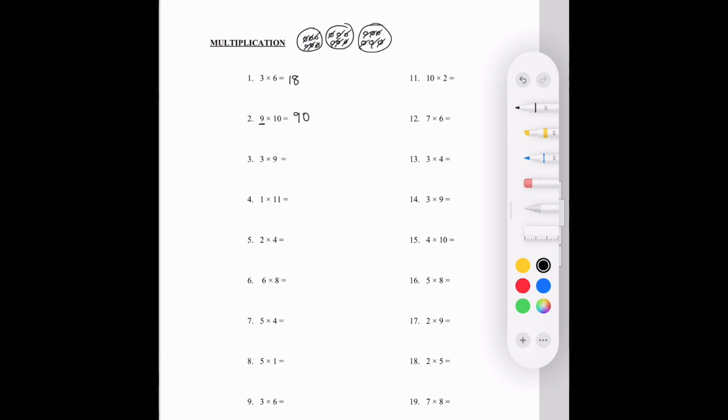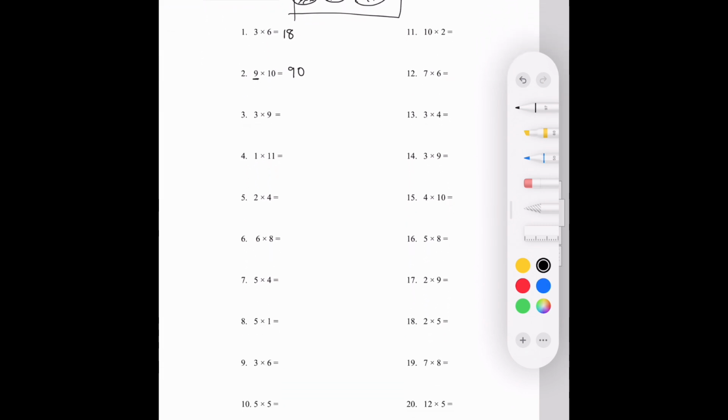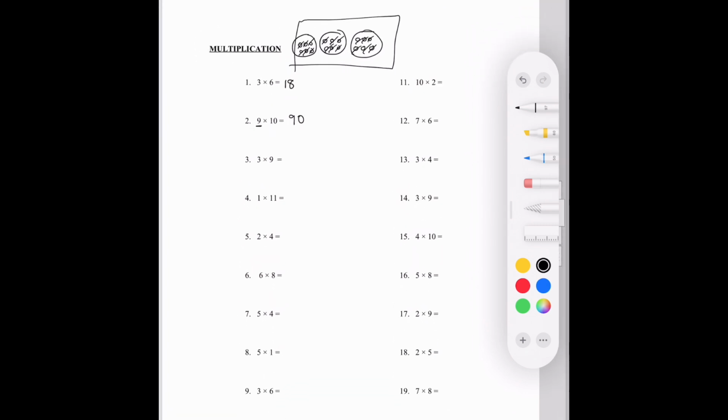For number 3, you have 3 times 9. You can do it like this, where you draw the circles out, or if you have it memorized, then 9 times 3 equals 27.